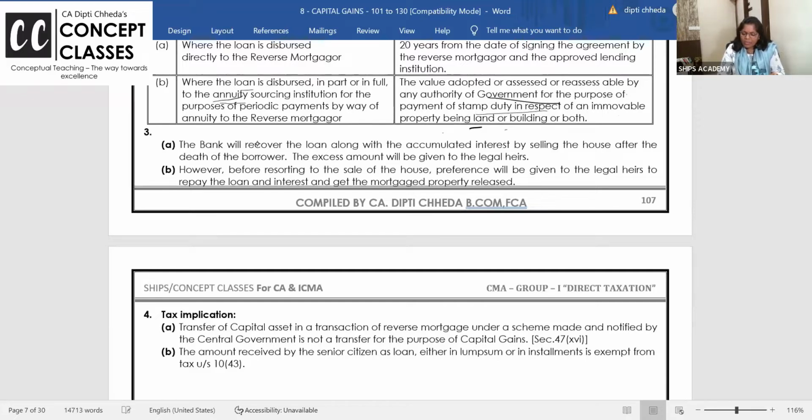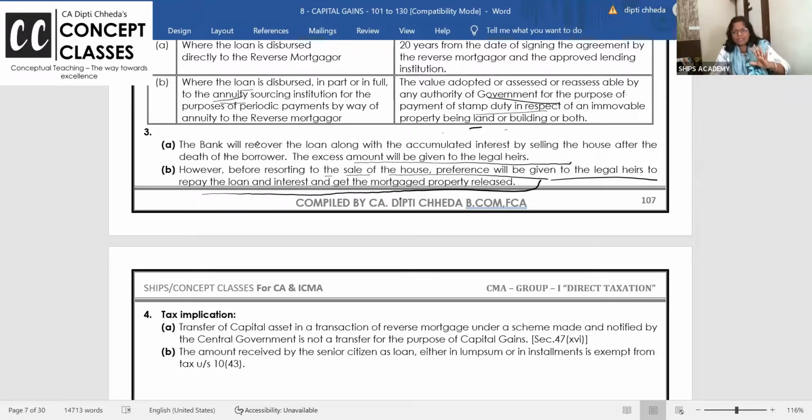Bank will recover the loan along with accumulated interest by selling the house after the death of the borrower. Excess amount will be handed over to the legal heirs. However, before resorting to the sale, they will give option to the legal heirs कि you repay the loan and get the mortgage property released.